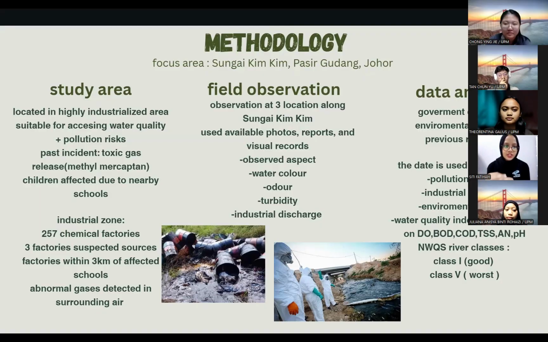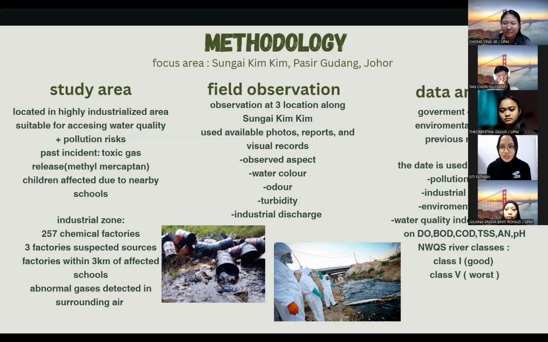The second methodology that we use is field observation. For field observation, 3 locations along Sungai Kim Kim were selected. We used the available photos, reports and visual reports to observe how the river looked. We focus on the color and the smell of the water, the turbidity and the industrial discharge, whether there was floating waste or any evidence of industrial discharge. This observation helps us visually understand the river's actual condition.